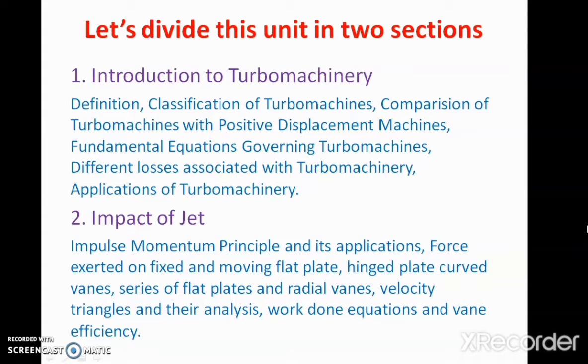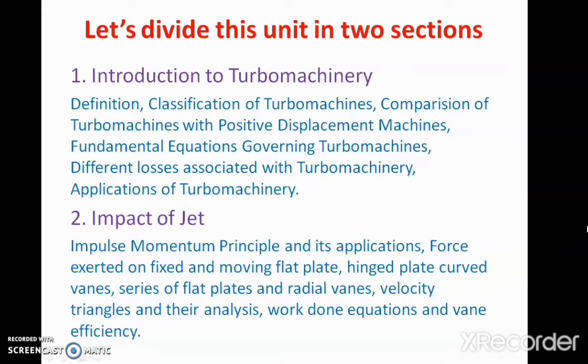So basically we have seen the 3 types of equations in fluid mechanics also, that is conservation of mass, conservation of momentum and conservation of energy. Out of that, the conservation of momentum is a very important governing equation for turbo machines, which is nothing but your Newton's second law of motion. We are going to see that in detail. Also, we have covered that in our fluid mechanics course also, which is named as a Euler's equation of motion. The same equation we are going to study here also. Then we'll see different losses associated with turbo machinery, applications of turbo machinery.